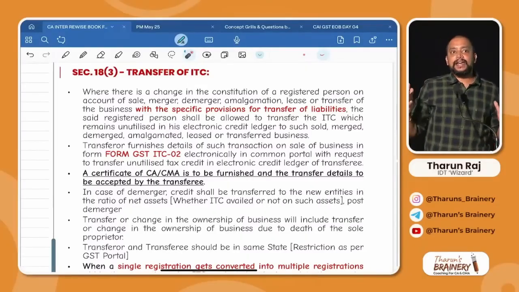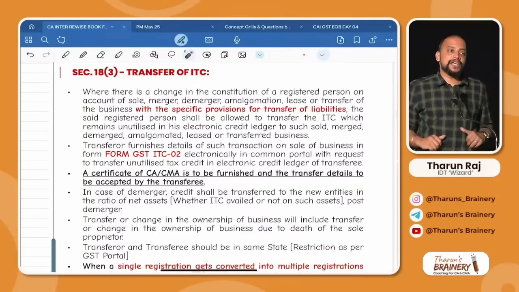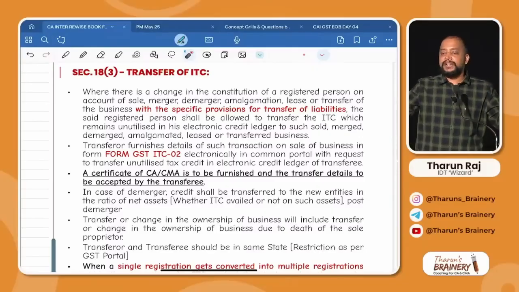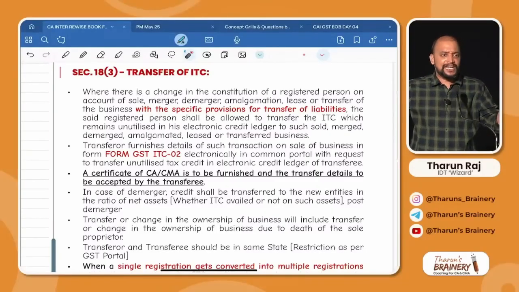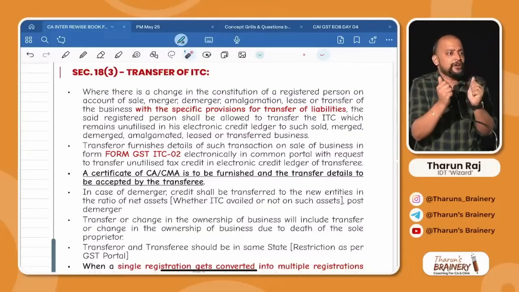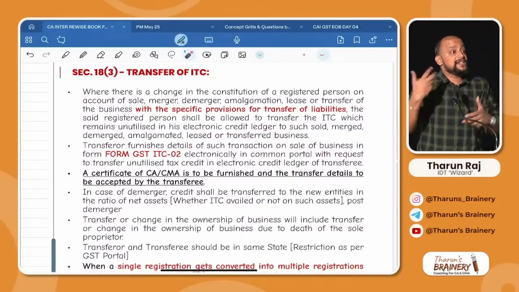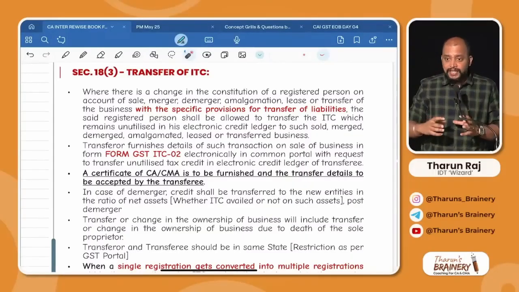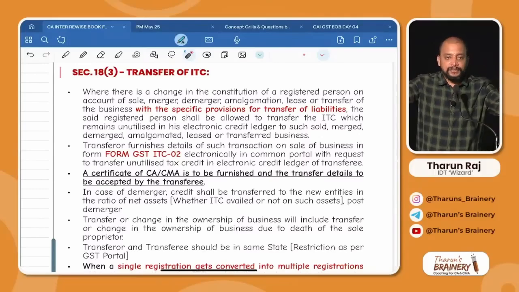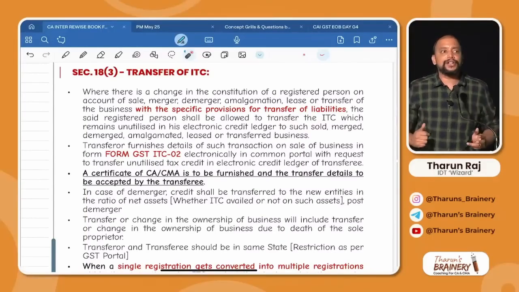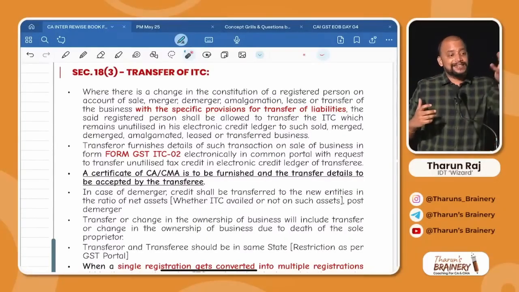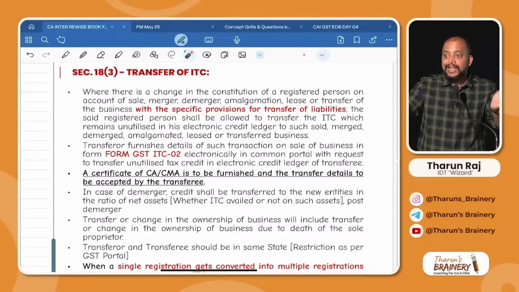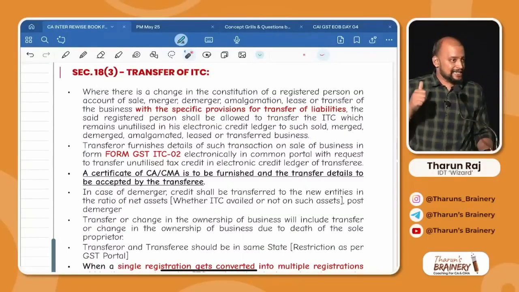Suppose there is a merger of two companies into a single company, say A Limited and B Limited get merged into AB Limited, no problem, both A Limited and B Limited will file ITC2, and the credit will fall in AB Limited. But what if there is a split, that is AB Limited is divided into A Limited and B Limited? Then we need to transfer the ITC to two companies. In what ratio will it be transferred? In the assets ratio. We need to take the assets of A Limited and assets of B Limited, and transfer the ITC accordingly. Is it clear?